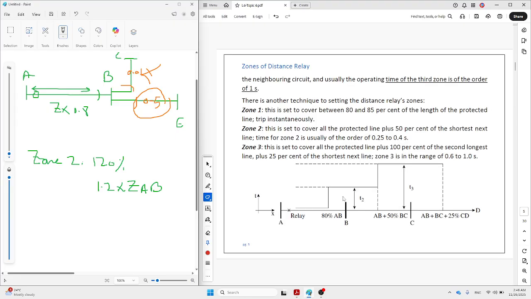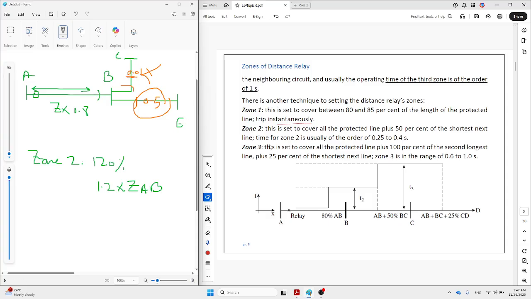Okay, the other regulatory, which is used in this unit, comes in this way. Zone 1, 80 to 85%, the same as the previous one, more or less. Both can be set as 85%. So this one is instantaneous, the same as the previous one. The other one is that zone 2 is set at 50% of the next shortest line. So this is zone 1. The next shortest line is this one.